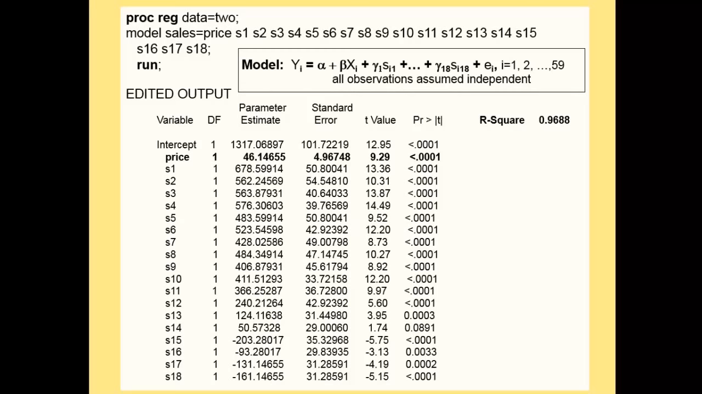Now I say proc reg data equals data2. It's actually the same data set. But what have I done here? Sales is the outcome, and price is one of several independent variables. What are the others?